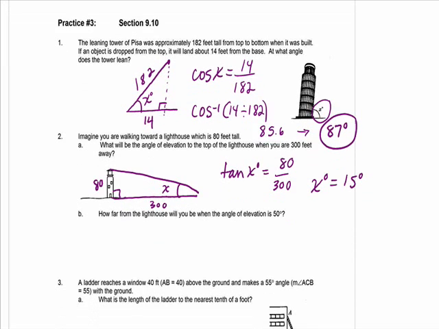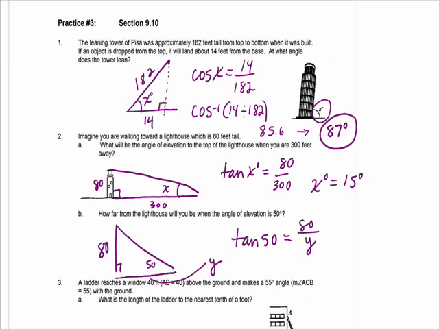Nice. Then it wants to know how far from the lighthouse you will be when the angle is 50 degrees. The lighthouse's height doesn't change, and it says the angle is 50 and wants to know how far away you are. We'll call that y. We're still going to use the same trig ratio, so another tangent problem. Tan 50 is opposite 80 over y.